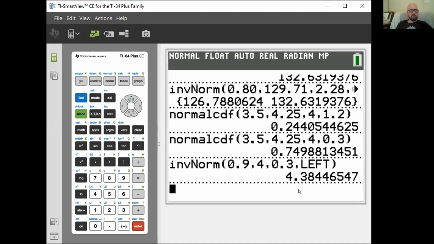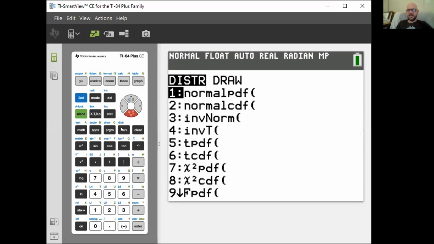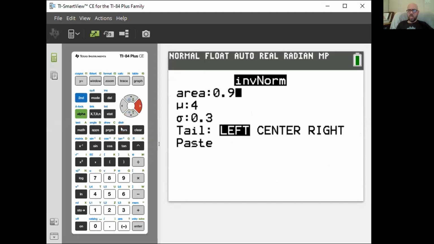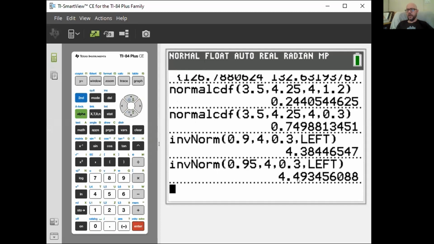4.38. No, 95th percentile. Sorry, I did 90th percentile. I apologize. I was going to say that doesn't seem like what I remember getting. There we go, 4.49. That's the thing I remember getting. All right, so 4.49 is the 95th percentile. Notice that this is a number of hours as well. It's a number of hours that has 95% of all possible averages less than it. So it's 95% likely that her average number of hours per review over a month will be less than 4.49 hours.